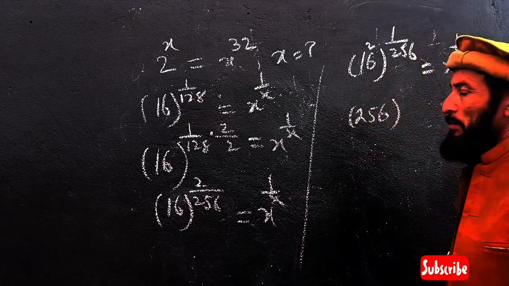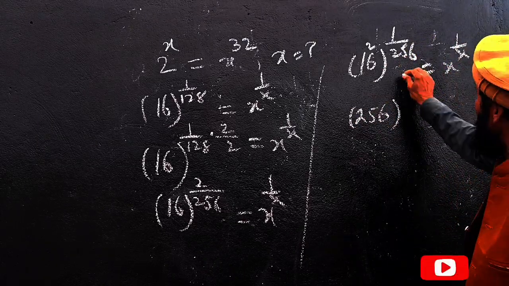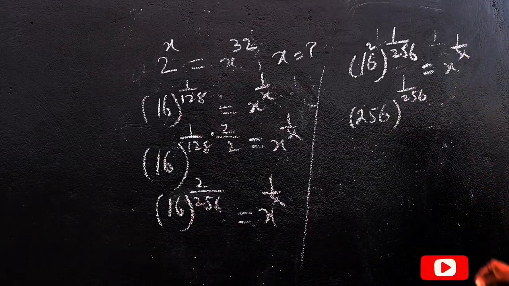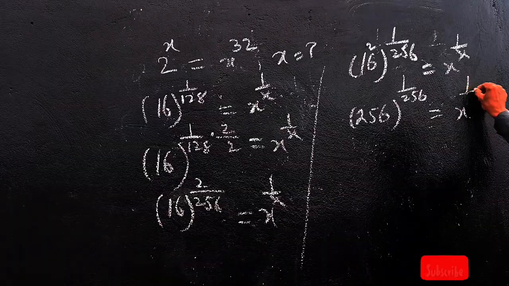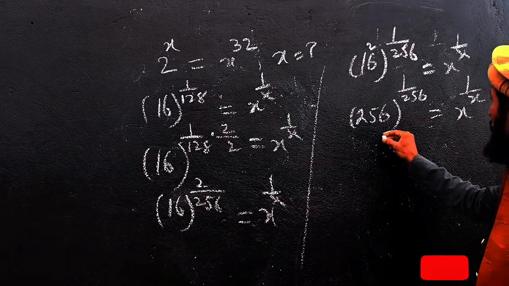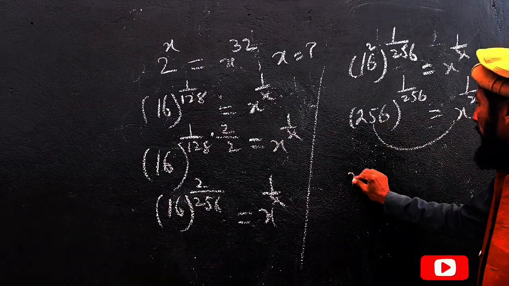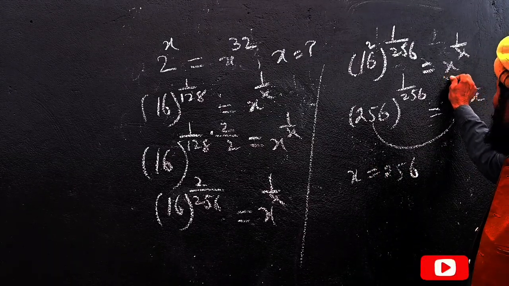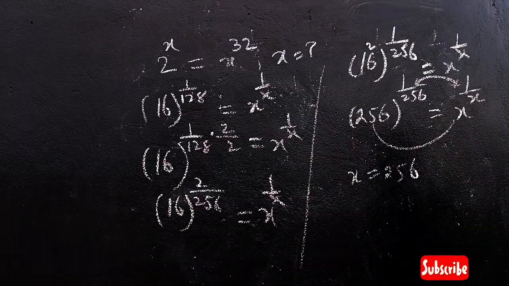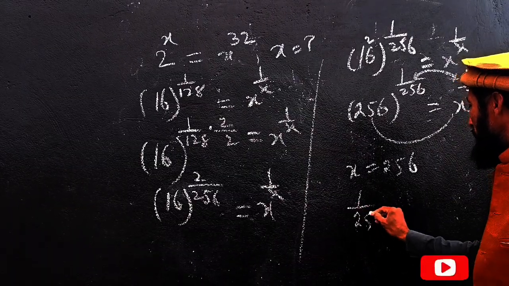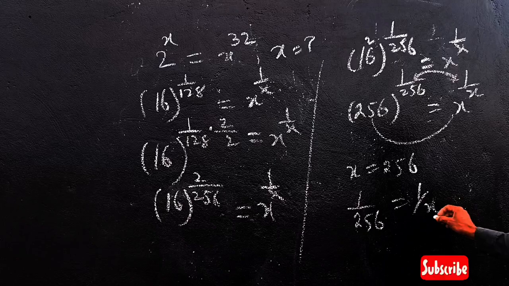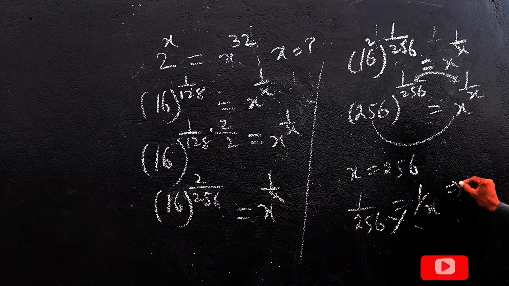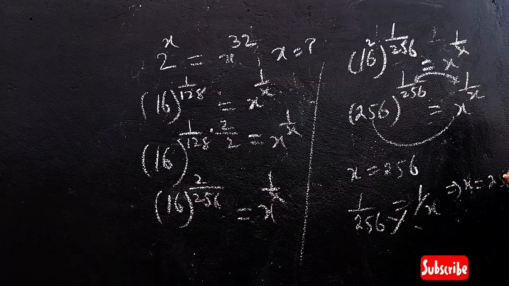So we get 256. 16 multiplied by 16 we get 256, and their power is 1/256, equal to x with power 1/x. So if we compare their bases, x is equal to 256. Similarly, if we compare the powers to each other, we get 1/256 equal to 1/x. By cross multiplication, we get x is equal to 256 as the solution.